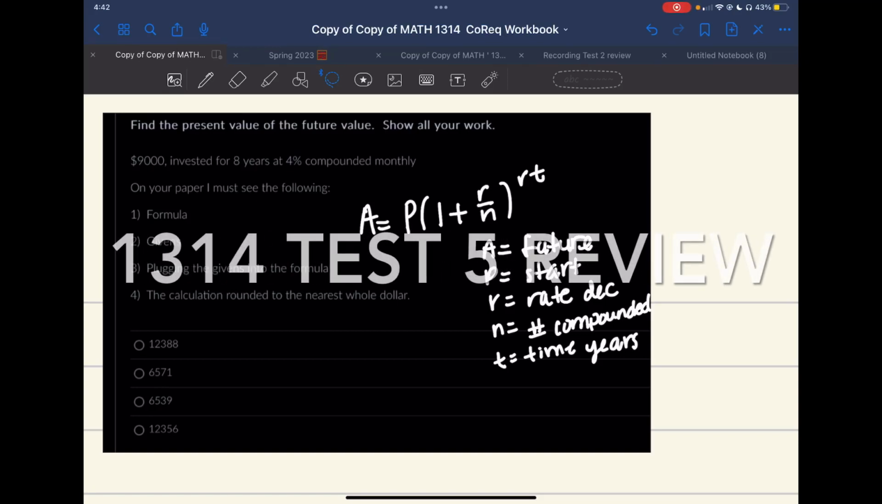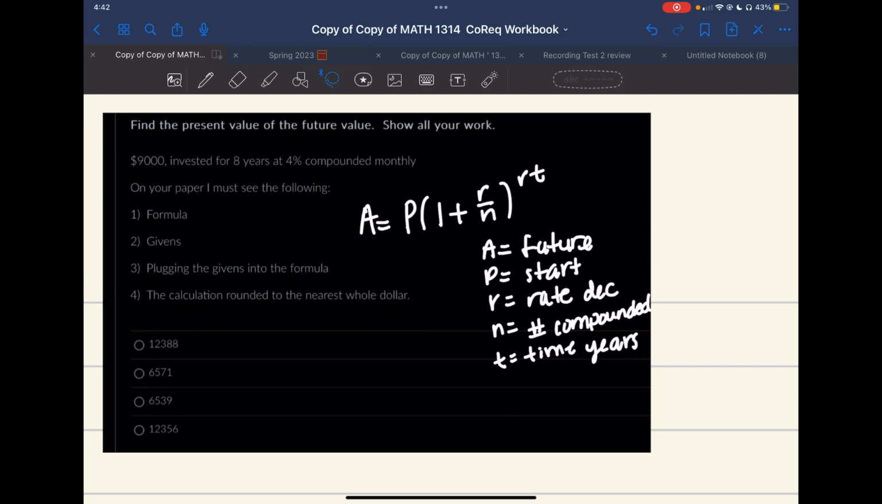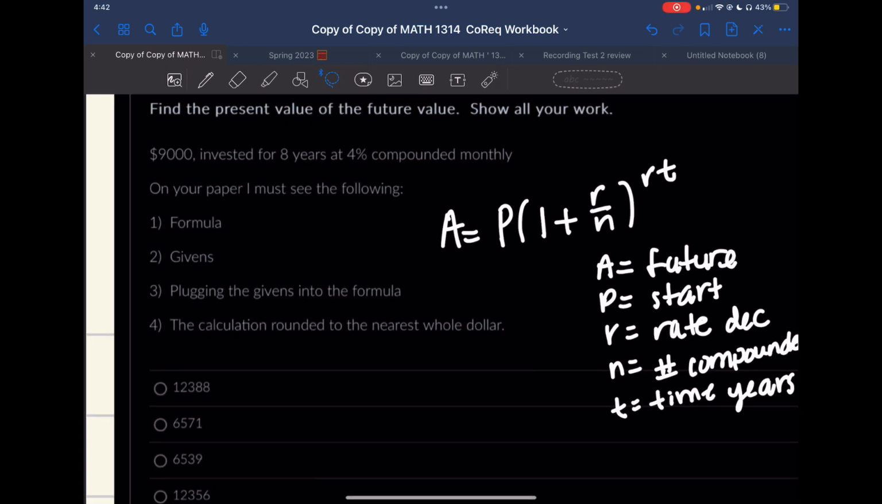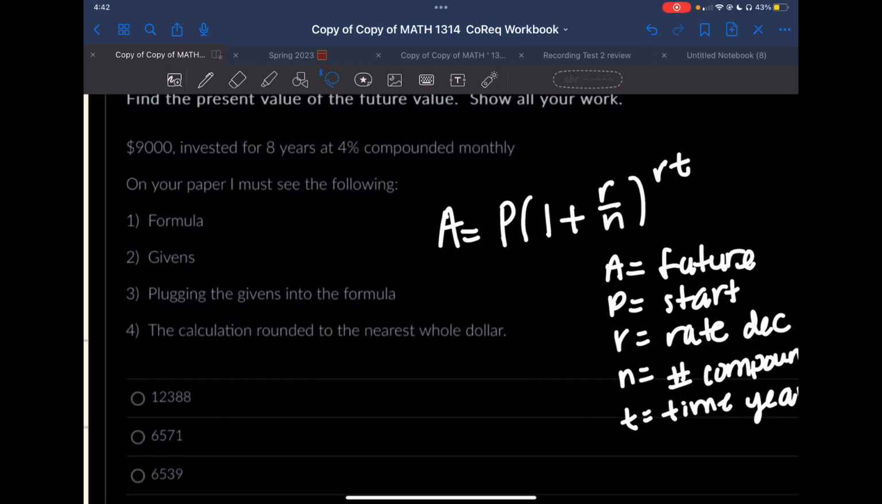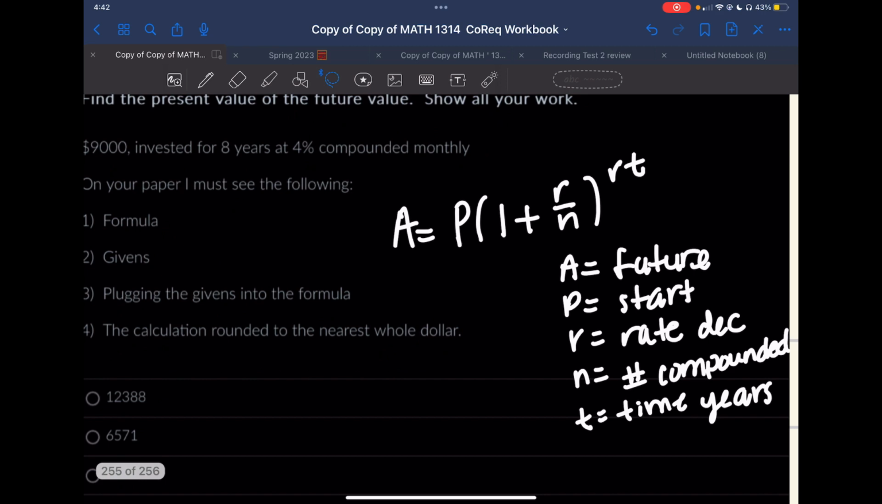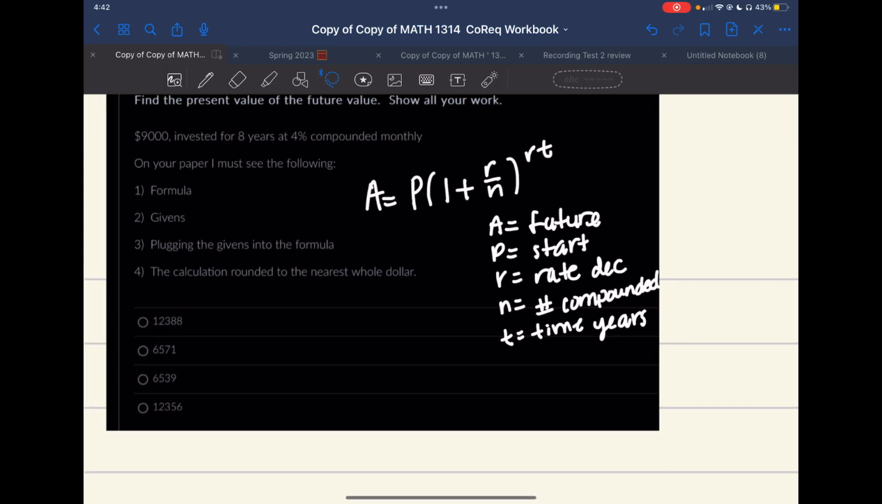Future value. So you're going to show all your work. It says $9,000 is invested for 8 years at 4% compounded monthly. On the paper, we want to see the formula, get the givens, plug it in, and then find the calculation, round it to the nearest dollar. So this is the compound interest formula. Let's go ahead and put it all together.